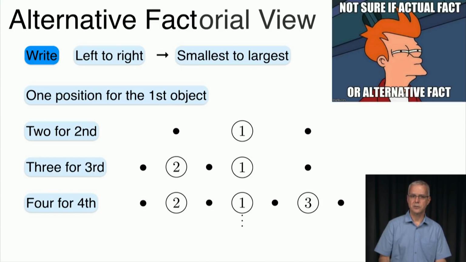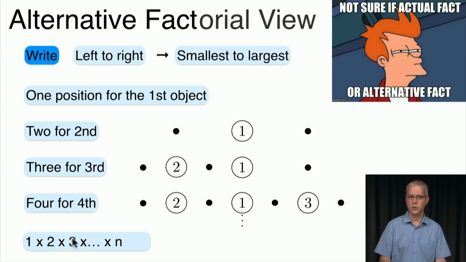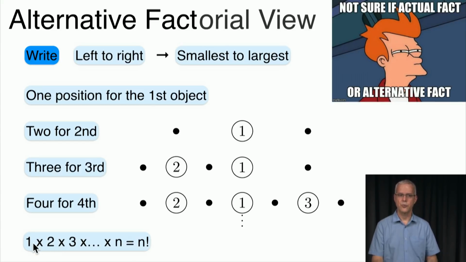So until we get to the nth element, we'll have 1 possibility for the first location, times 2 for the second one, for the next smallest element, times 3, and so on up to n, or we'll get n factorial. So this gives us an alternative way of understanding how we get n factorial, which is in some sense a little nicer, because instead of going from n down, we're going from 1 all the way up to n.